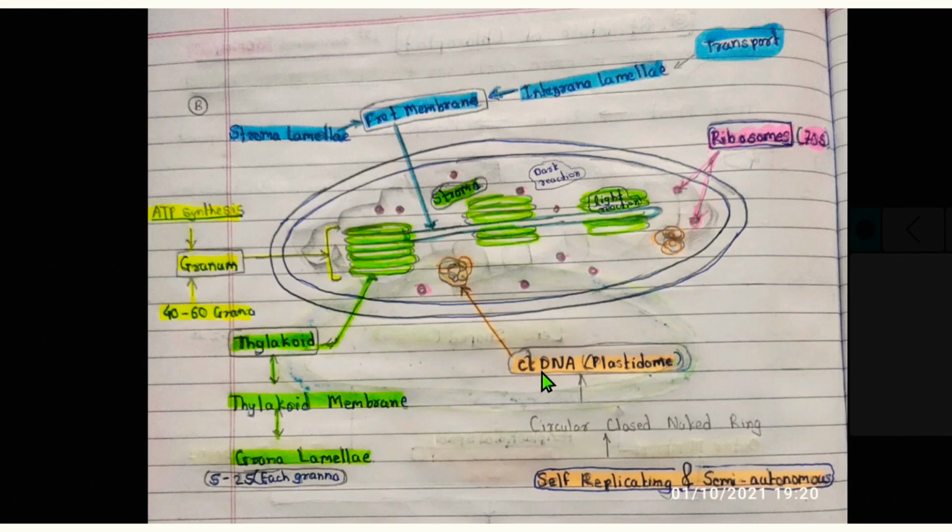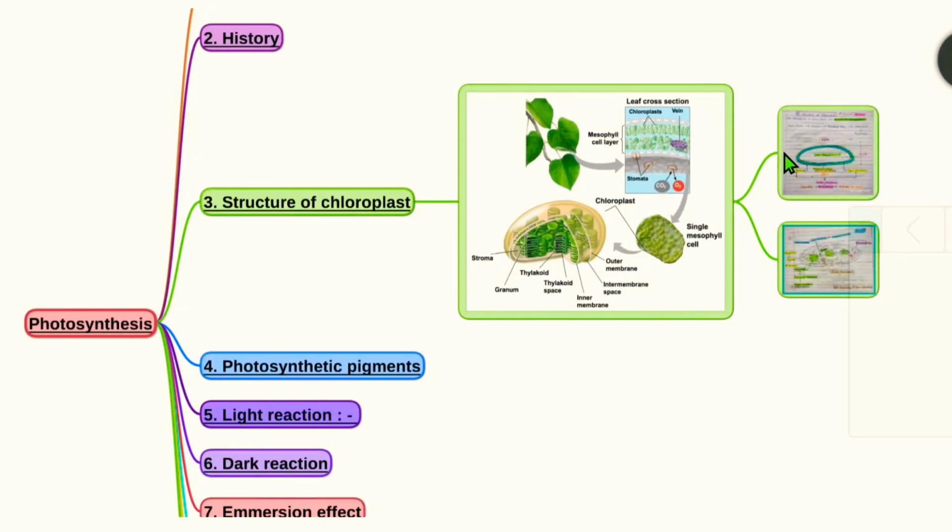This is the ctDNA, also called plastidome. It is a circular, closed, naked ring, and it is self-replicating and semi-autonomous. These are the ribosomes, 70S type ribosomes in the chloroplast. And this is the frets membrane, also called the stroma lamellae or intergrana lamellae. It helps in transport, and ribosomes help in the synthesis of protein. Move to the next.